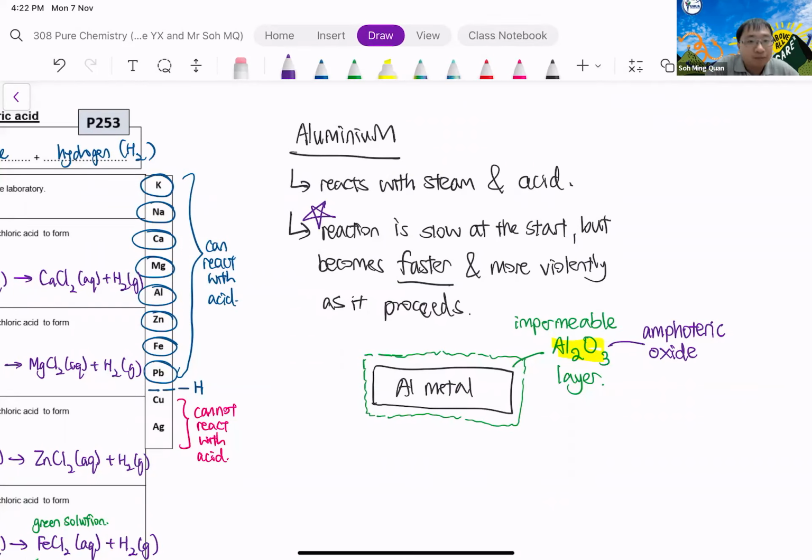Okay, so that is all I want to say about aluminium. So please don't go away with the misconception. A lot of students think that, wow, because the teacher never mentioned, therefore aluminium doesn't react with acid. It's not true. Aluminium is very reactive. It will react very readily with acids. But it's just that it's slow to start. That's it.